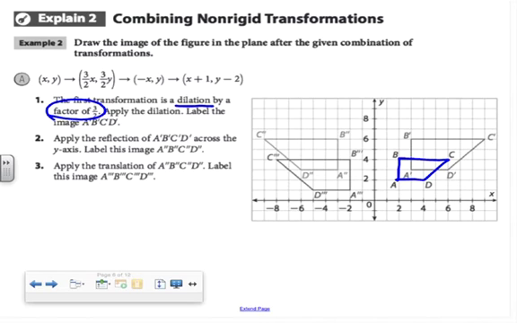So in this example that they've done for you, they started at ABCD, and then they applied a dilation in order to get A prime, B prime, C prime, D prime. You see that on the right side of your screen also. And then they reflected that over the y-axis. You see it now on the left side of your screen here. A double prime, B double prime, C double prime, D double prime. And then finally, the last thing they did was translate it. So that's your final answer on this example.